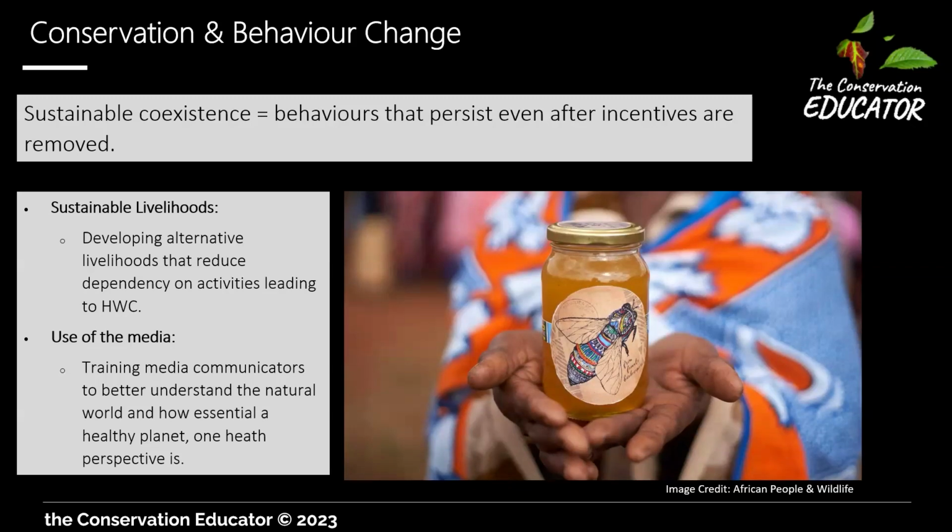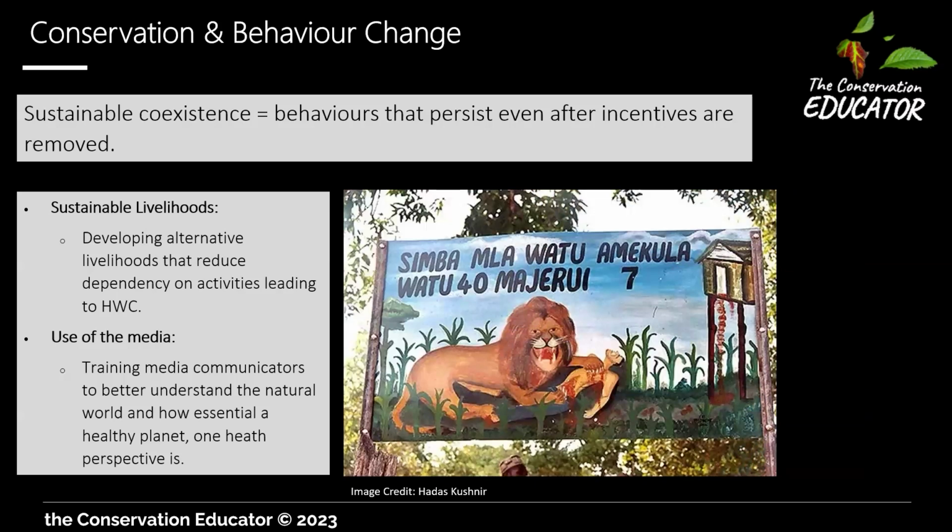And we spoke about the media. So training media communicators to better understand the natural world and to understand how essential a healthy planet or One Health perspective is. And that is not to train media to pretend these things don't exist. This is a man-eater in Tanzania. This killed 40 people, right? They need to find it. So it's not pretending that these things don't exist.